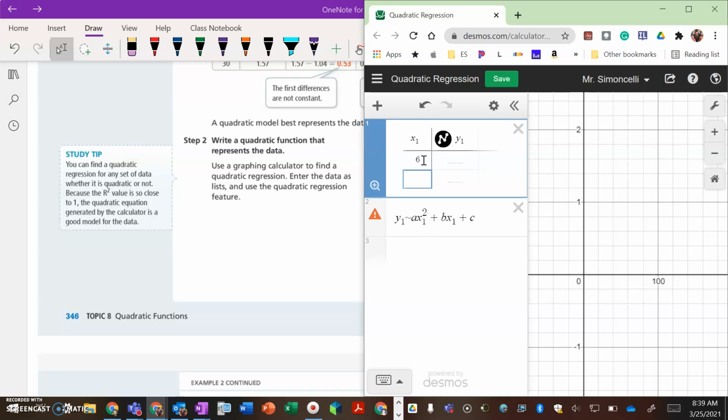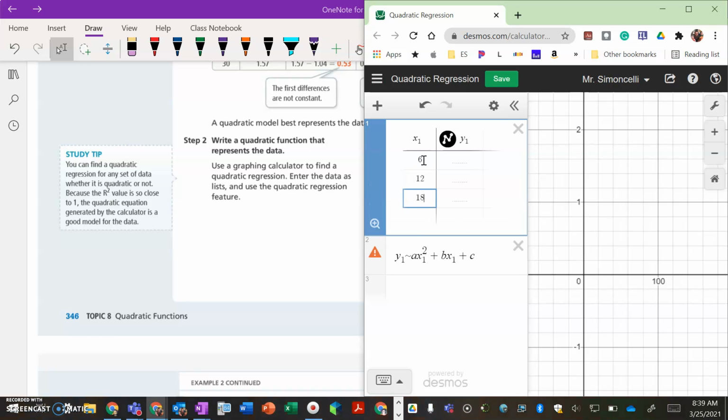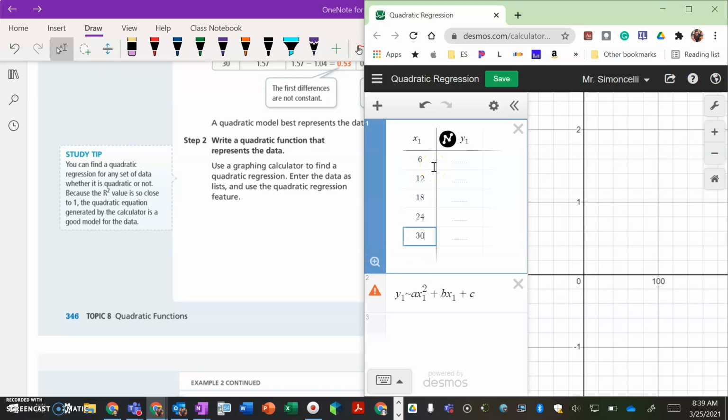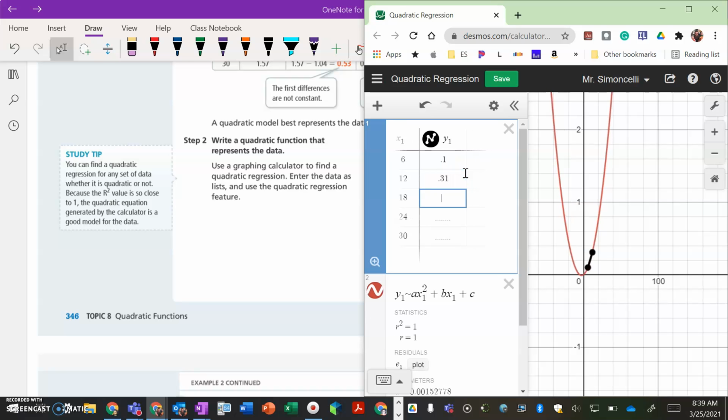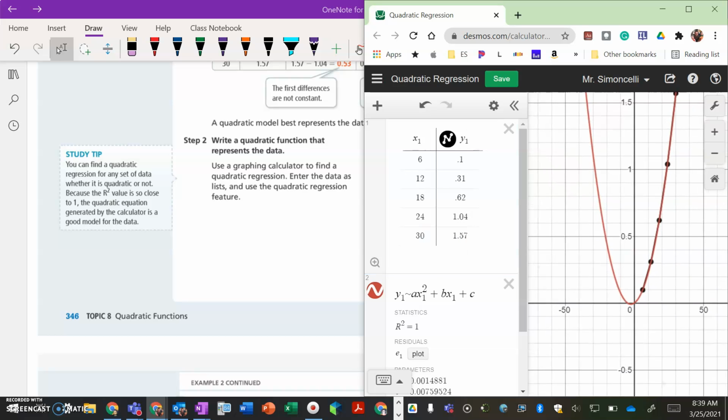6, 12, 18, 24, 30, and then as far as the y's, we know 0.1, 0.31, 0.62, 1.04, 1.57. Now these points are taking shape very nicely, like we saw in the lesson prior to this.